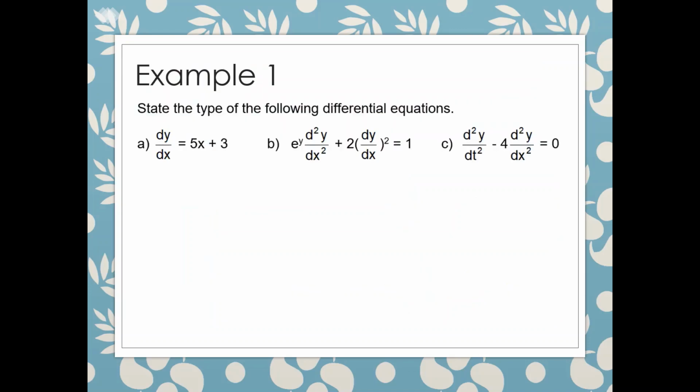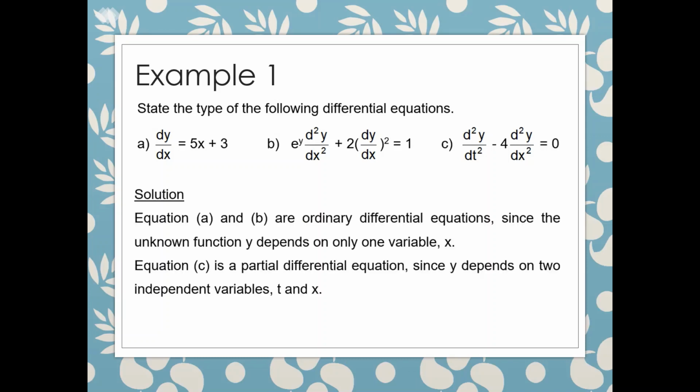Let's refer to example 1. You need to state the type of the following differential equations. Equations A and B are said to be ordinary differential equations, or ODE, because the unknown function y depends on only one independent variable, which is x. As for equation C, it is known as partial differential equation, or PDE, because y depends on two independent variables, which are t and x.